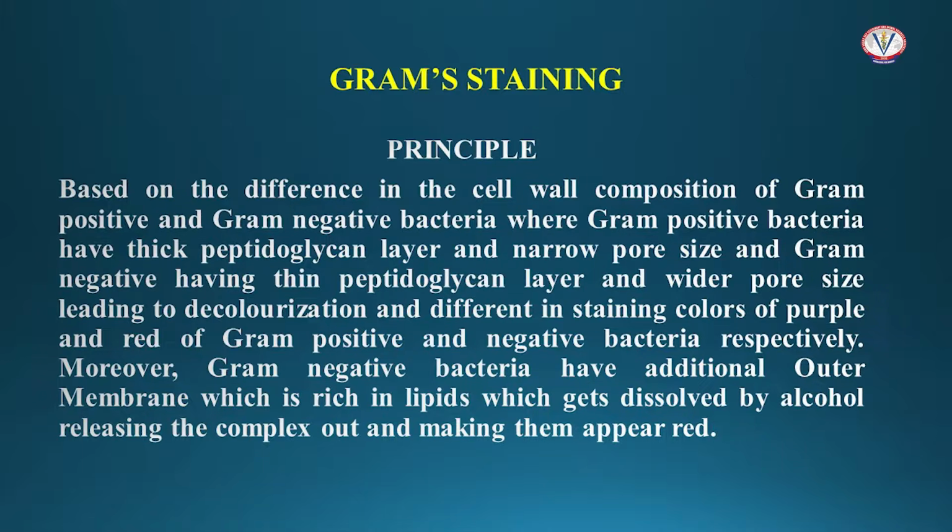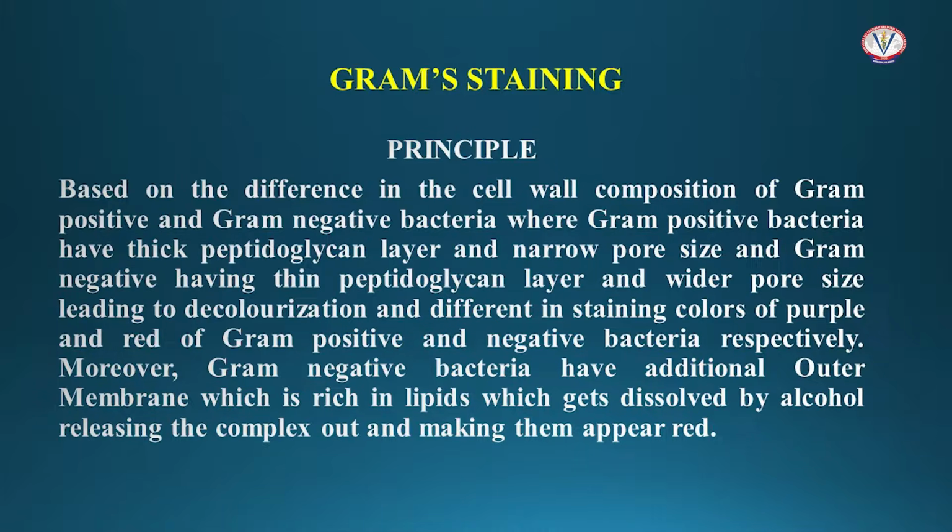Gram staining was given by Hans Christian Gram in 1884, and it is still valid today, widely used. Now the principle of this staining is based on the differences in the cell wall composition of gram positive and gram negative bacteria. Gram positive bacteria have a thick peptidoglycan layer with narrow pore size of their cell wall, so that the crystal violet iodine complex, once formed inside the bacterial cell, does not come out during decolorization with acetone alcohol.